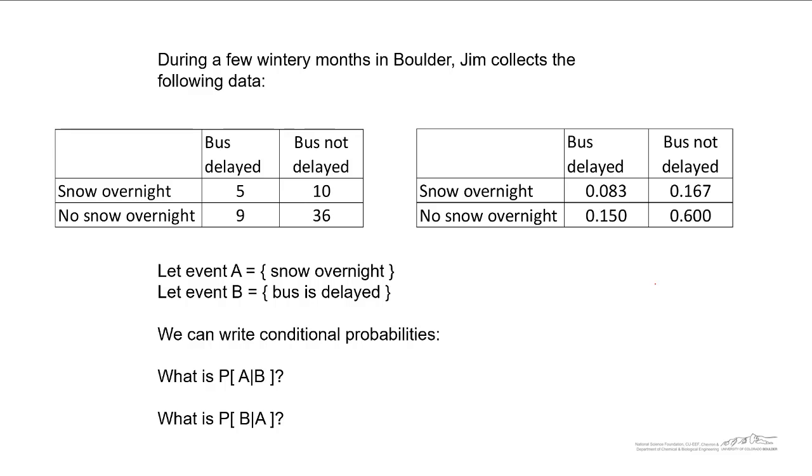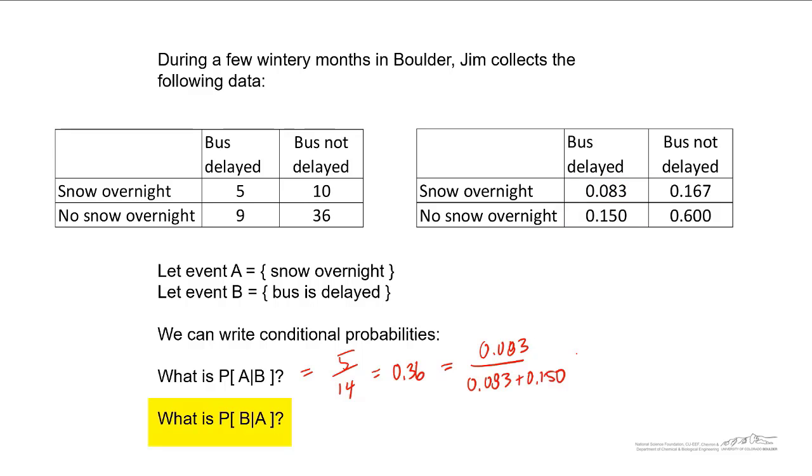We already discussed this a little bit when we talked about conditional probabilities. So to review, I want you to answer these two questions. We can determine the probability of A given B. Given that B has occurred, that means the bus is delayed. Event A, snow overnight, has occurred 5 of those 14 times, and that equals 0.36. Incidentally, that's the same as if we take our joint probability distribution here on the right, and we divide 0.083 by the sum of the probabilities of event B. So that's the same exact thing.